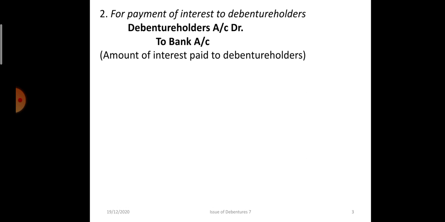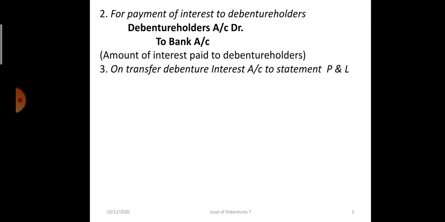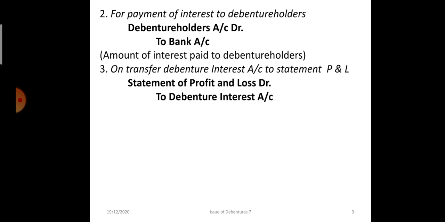Then, when the interest is paid, debenture holder account debit to bank. And since it is a charge, it will be transferred to profit and loss account. So, statement of profit and loss account debit to debenture interest.